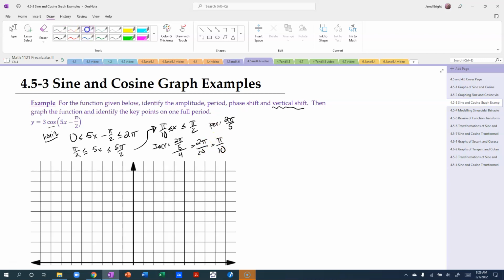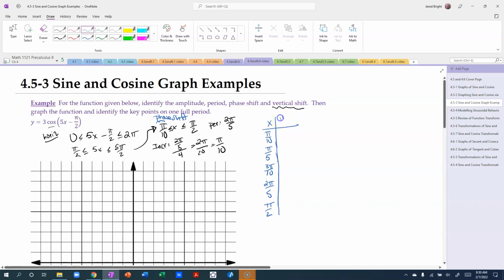So then if I'm thinking about making that table of values for that vertical part, I would start at pi over 10. Again, this would also be the phase shift. Pi over 10, and then it would be 2 pi over 10, which would be pi over 5. And then 3 pi over 10. And then 4 pi over 10, which would be 2 pi over 5. And then the last one would be 5 pi over 10, or pi over 2.